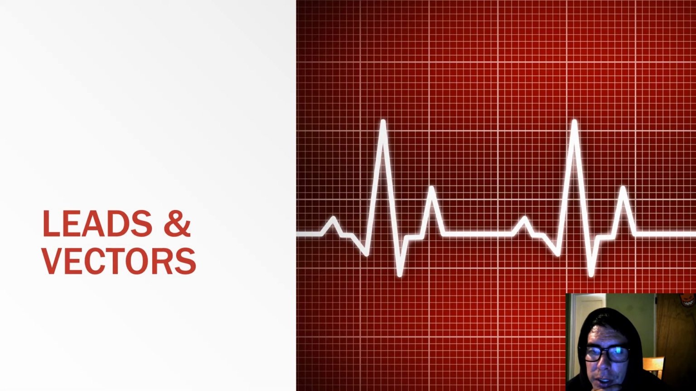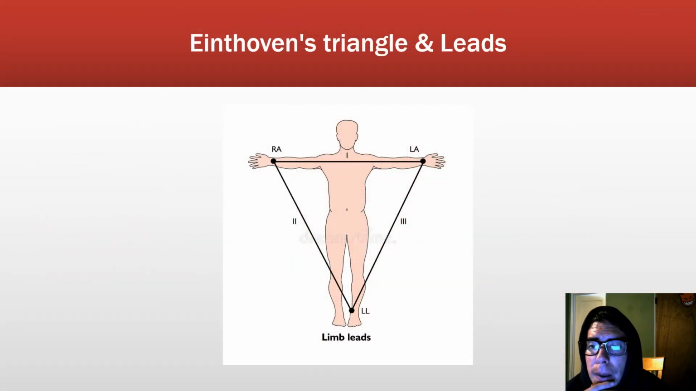So now we're going to talk about leads and vectors. As I was saying at the beginning of this video, there isn't really a 4 lead. There's just 4 electrodes or wires. But there's 3 leads, technically, is the correct way to say it. The electrodes themselves aren't leads, like I said. They create the leads. So a lead is actually the spot between 2 electrodes. That creates this little thing right here called Einthoven's triangle.